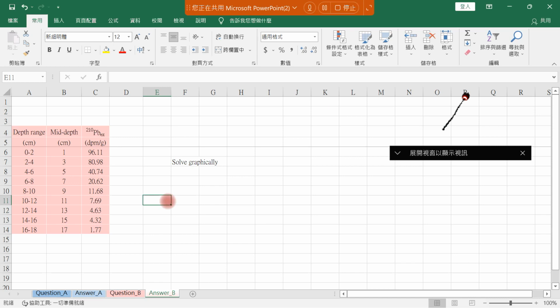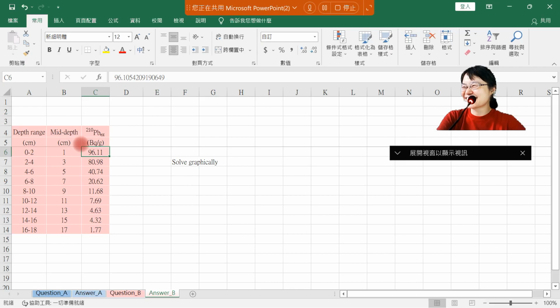A student asks what dpm per g means. I should change this to becquerel. Okay. It's becquerel.